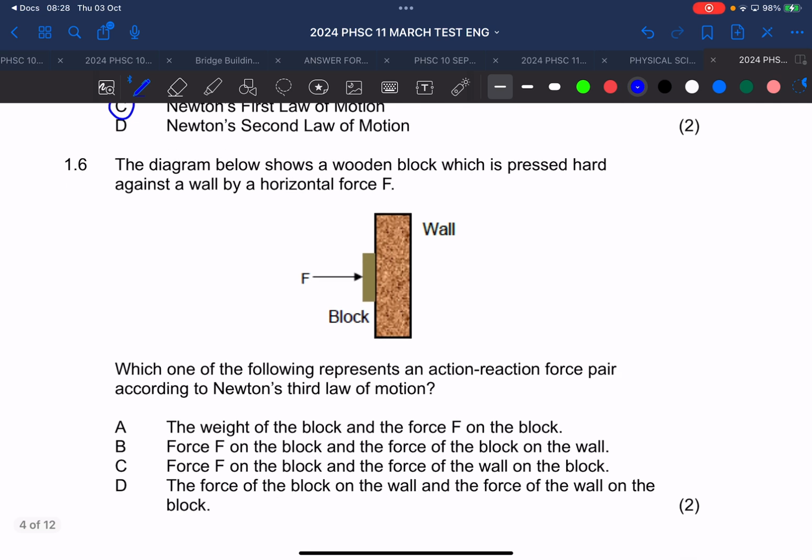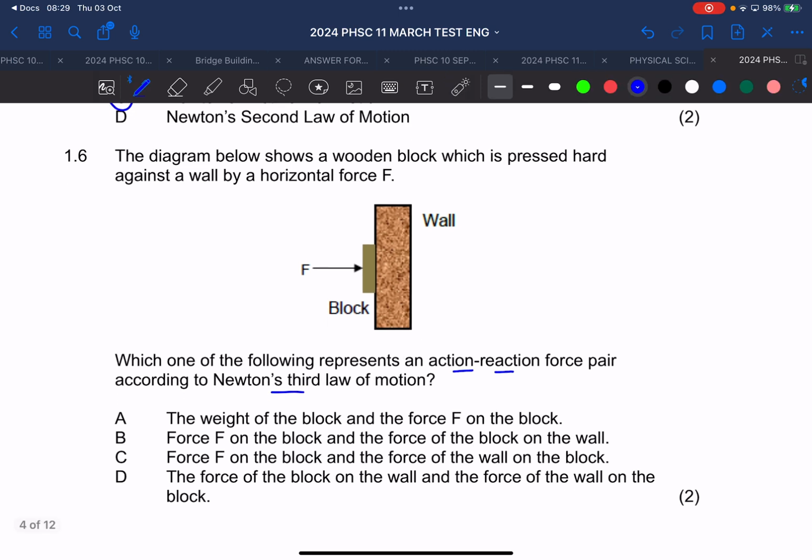Next one. It says the diagram below shows a wooden block which is pressed hard against a wall by a horizontal force. Which one of the following represents the action-reaction force pair according to Newton's third law of motion? Now I'll quickly scan, because there are actually three forces acting on this block. It is weight, then the applied force, and then the normal force of the wall on the block.